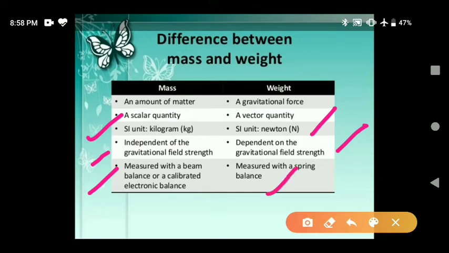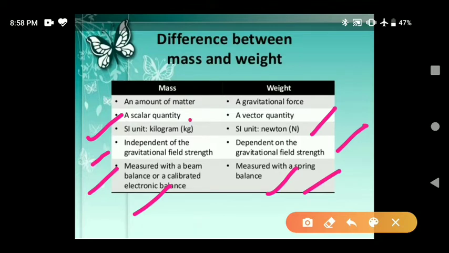So measuring devices for mass: beam balance or electronic balance, and for weight: spring balance. So this is all about the difference between mass and weight. Mass is the amount of matter contained in a body; weight is the gravitational force acting on a body.